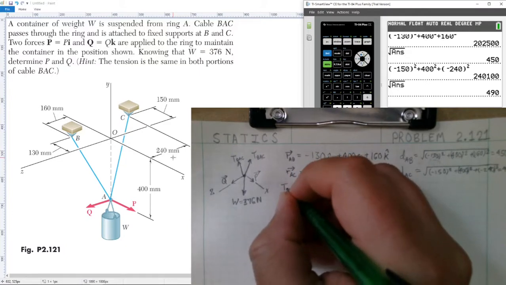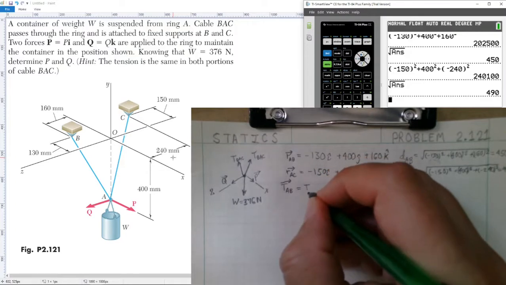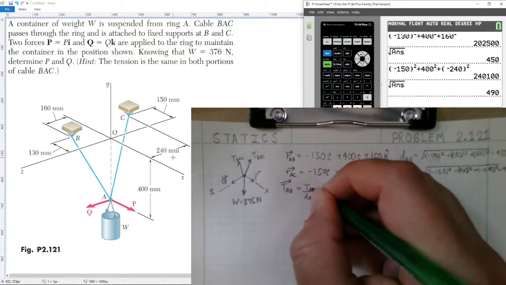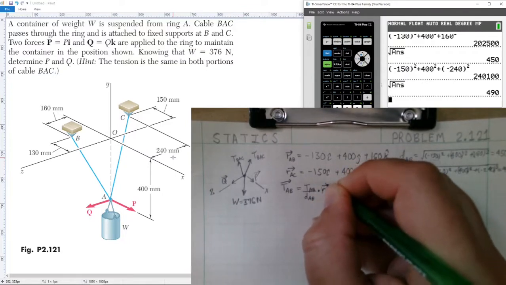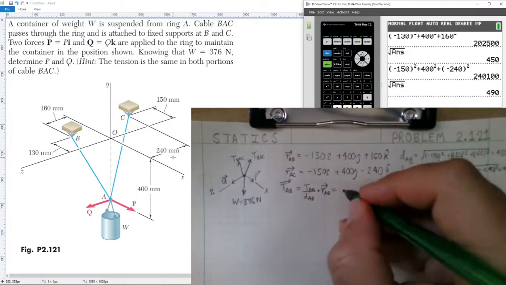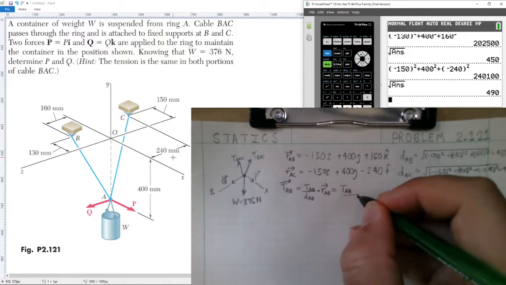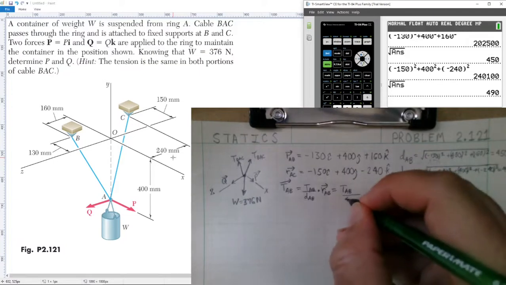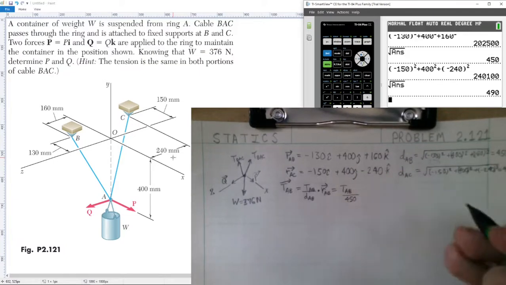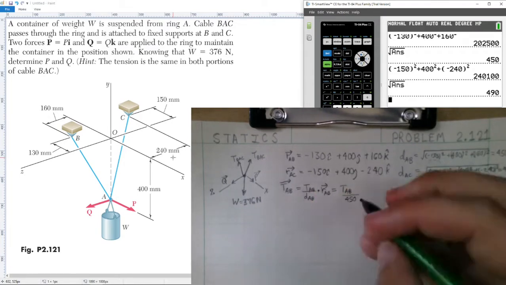We have tension AB. Remember our formula: it is simply the scalar value, tension AB, divided by distance AB, and then multiplied by the position vector R_AB. So if we were to write this out, it would be tension AB divided by the distance, which we know is 450. The units of millimeters will cancel out. We're going to divide each one of these, so let's write it out first.